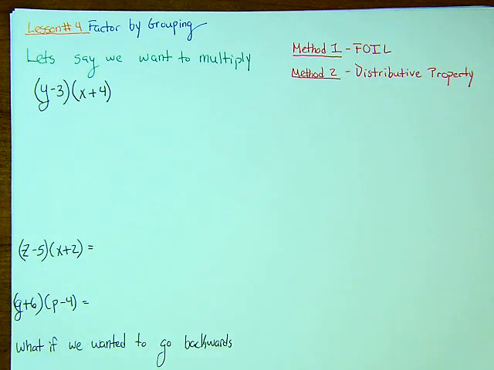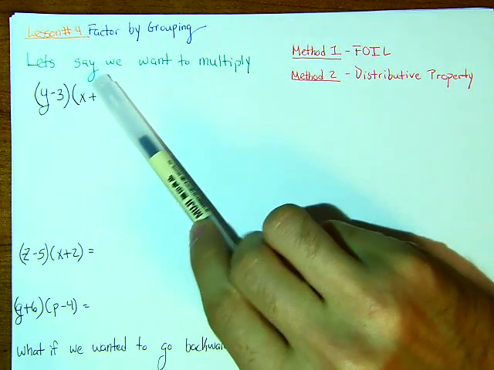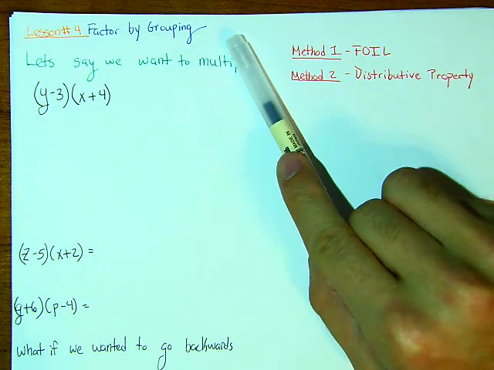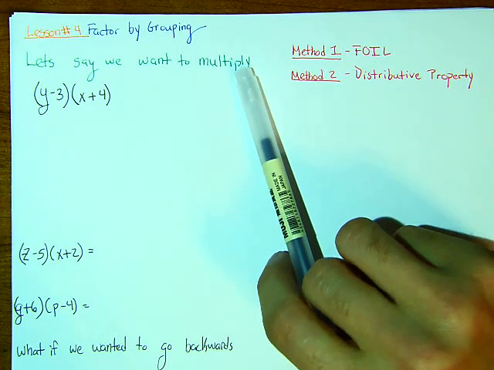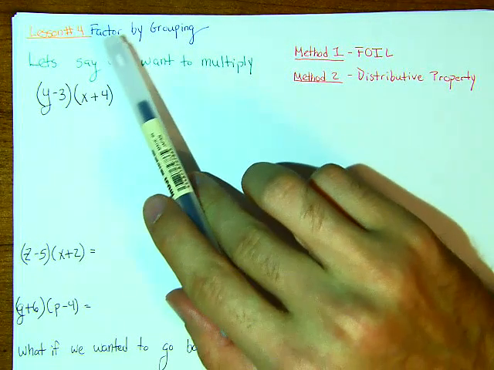This is lesson number 4 on factoring. The topic we're going to talk about is how to factor by grouping. This lesson I could already tell should take anywhere between 25 and 30 minutes for me to fully explain exactly how to do this concept.